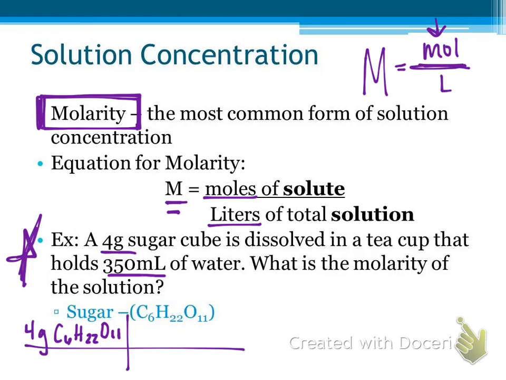If I want to get rid of grams and go to moles, grams goes on the bottom, moles goes on the top, and moles always gets the 1. So what goes here with grams? The molar mass, or molecular weight, or whatever. So we need to find the molar mass of C6H22O11. That's what you need your periodic table for. We're converting from grams to moles so we can use it in our molarity equation.